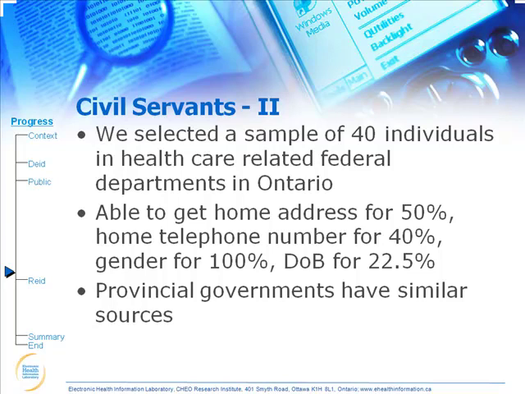So we just did the same thing. We had a list of 40 people, checked the PPSR and so on, and we were able to get the home address for half of them, home telephone number for 40%, gender for 100%, and the date of birth for about 1/4 of the individuals. And provincial governments have similar registries as well. So the main point is that by combining information from multiple sources that are available in public registries, it is possible to create these basic profiles of demographic information which can be used for re-identification.